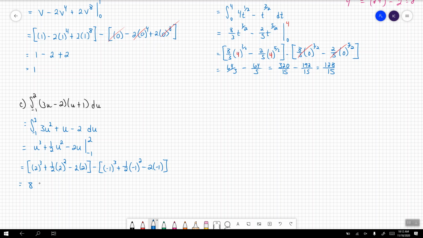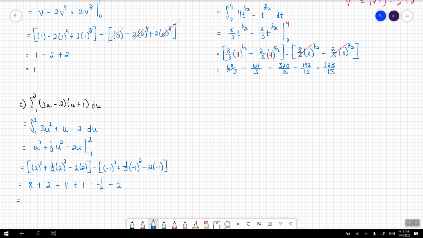1/2 times 4, that's going to be 2, minus 2 times 2, that's 4. -1 cubed, that's -1, but distribute the negative, and that becomes a plus 1. -1 squared, that's positive 1 multiplied by 1/2, so that's positive 1/2. Distribute the negative, that's -1/2. -2 times -1, that's positive 2, but then distribute the negative, that now gets us -2.